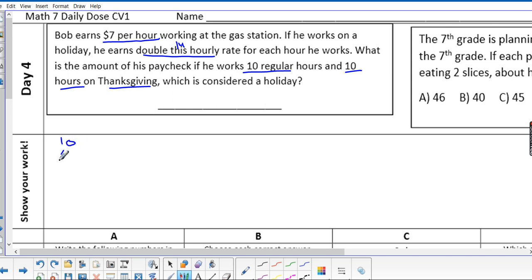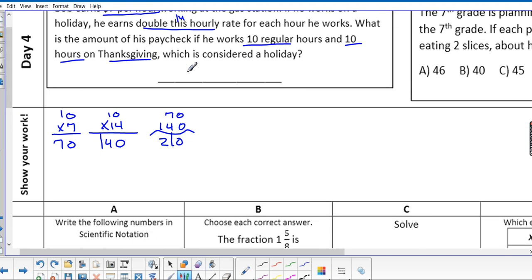So I'm working 10 hours at my regular pay of $7, which is $70. Then I'm going to work 10 hours at my double pay for the holiday, which is $140. So then I'm going to take my $70 and my $140 and figure out what my paycheck is. Whoa, what a line. $210. Okay? So, bam, $210.